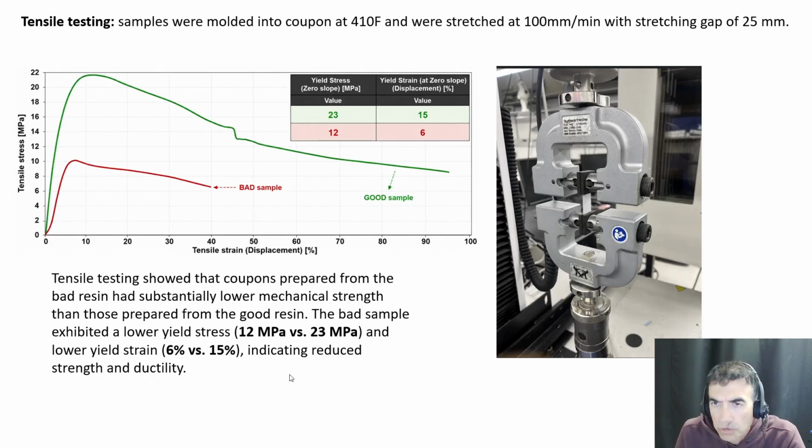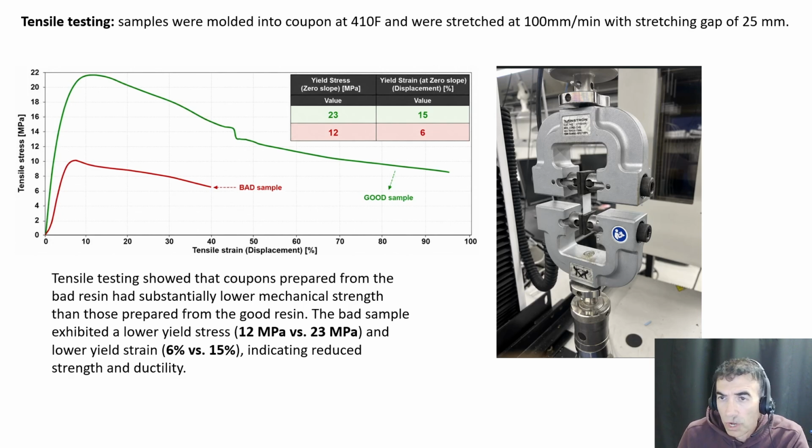Another test that we use to characterize these polymers is mechanical, tensile stress testing. What will happen is that we will compression mold the samples, and we stretch them in a tensile machine, and we'll look at the tensile stress-strain curve. As you can see, the good sample has a significantly higher stress-strain curve compared to the bad sample in terms of yield stress, yield strain, and elongation.